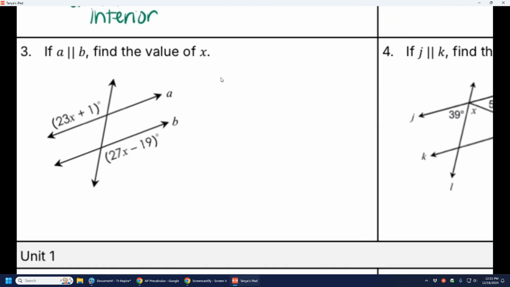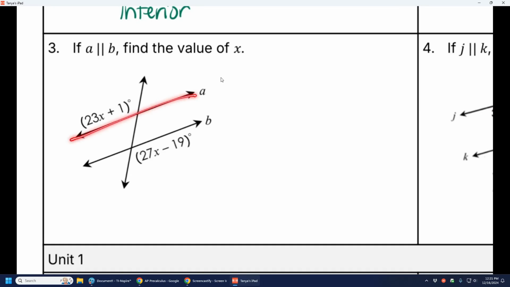Okay, number 3. If A is parallel to B, so they're telling us that these two lines are parallel, find the value of X. So looking at what's labeled, I'm going to color them in so we can see better. This angle right here has a label, and then the one with the 27 is referring to that angle. So those angles are alternate exterior. And what we know about alternate exterior angles is that they are always congruent. So all we have to do to solve is we're going to set these two little expressions equal to each other.